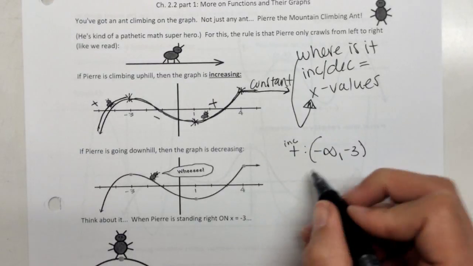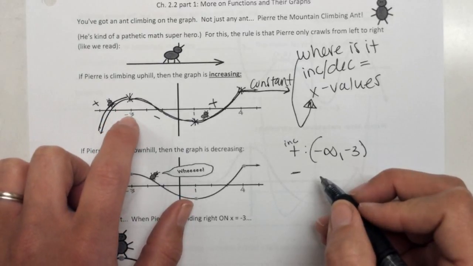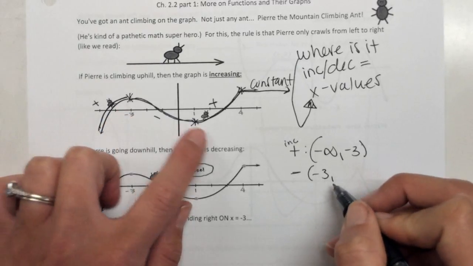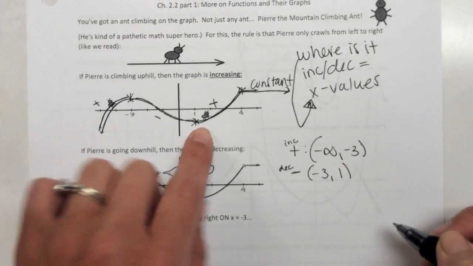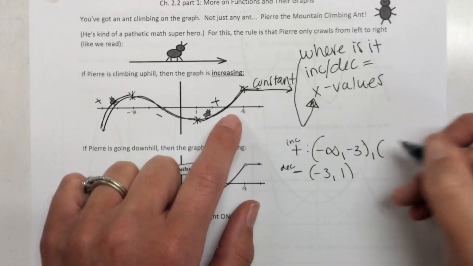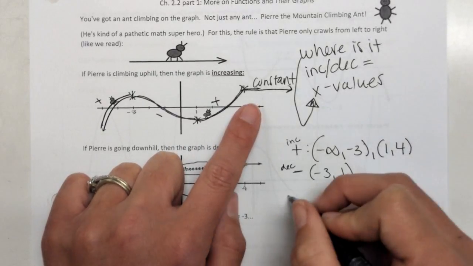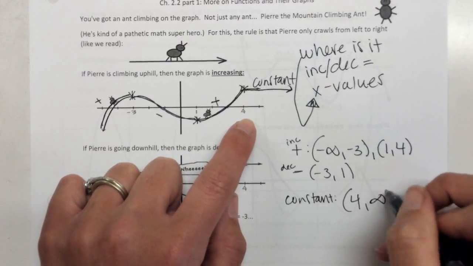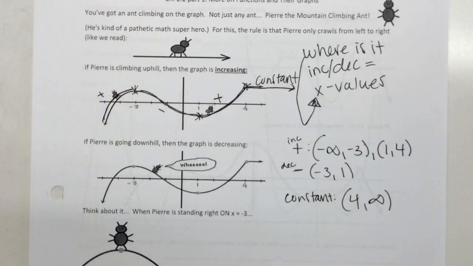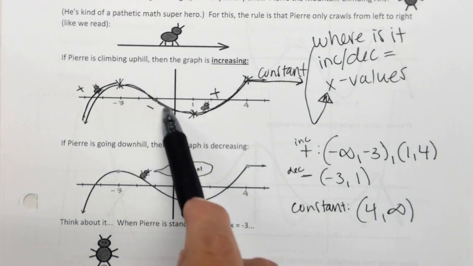Alright, so where is he decreasing? Tell me the interval. Negative 3. And stops at where? 1. Very good. That's decreasing. This one he's increasing again, right? So tell me the next interval he's increasing from. 1 to 4. Very good. Where is he constant? Very good. So all of these will have parentheses. I don't see where he's decreasing. Decreasing? Where he's going downhill from here to here.